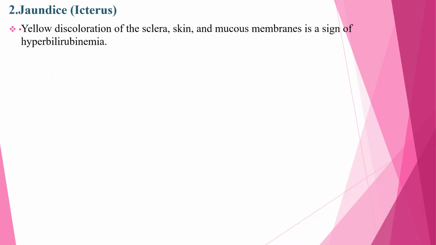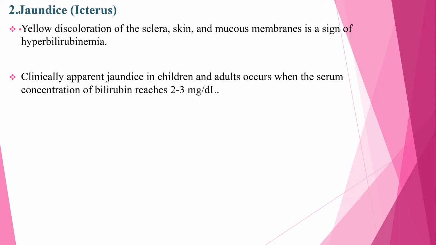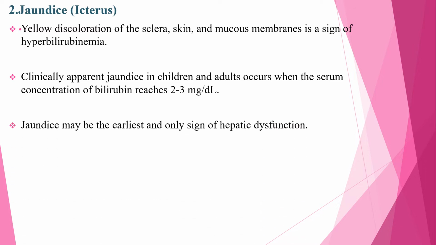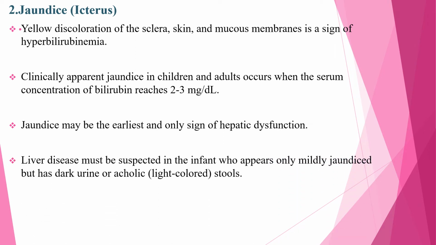The other peripheral sign of liver disease is jaundice, or icterus. Yellow discoloration of the sclera, skin, and mucous membranes is a sign of hyperbilirubinemia. Clinically apparent jaundice in children and adults occurs when the serum concentration of bilirubin reaches 2 to 3 mg per dl, whereas in neonates it appears when it reaches more than 5 mg per dl. Jaundice may be the earliest and only sign of hepatic dysfunction. Liver disease must be suspected in the infant who appears only mildly jaundiced but has dark urine or acholic or light colored stools. Immediate evaluation to establish the cause is required if the child is jaundiced.